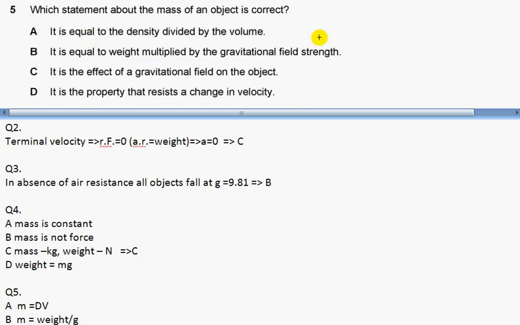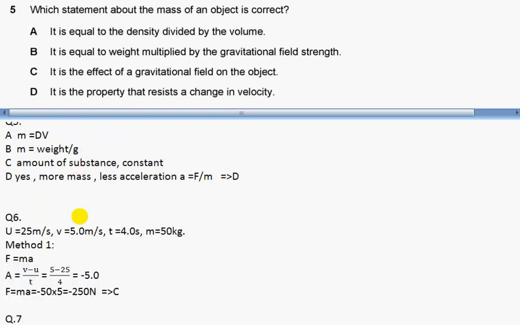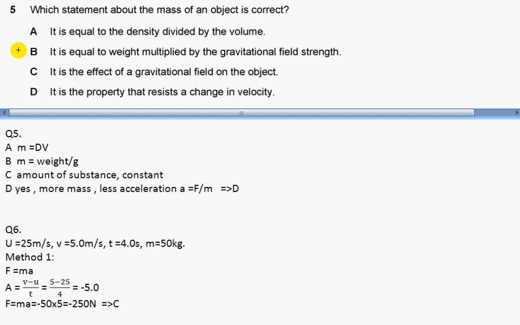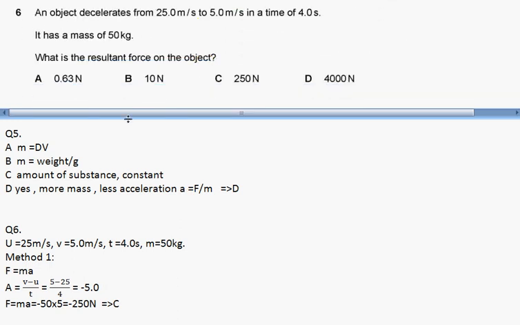Question 5. Which statement about the mass of an object is correct? Let's check. A. It is equal to the density divided by the volume. It is wrong, mass is the product of density and volume. B. It is equal to the weight multiplied by gravitational field strength. Wrong, it is weight divided by gravitational field strength. C. It is the effect of gravitational field on the object. No, it is the amount of substance and it is constant. D. It is the property that resists a change in velocity. Yes, more mass, less acceleration, and this resists change in velocity. Another name for this resistance is inertia.